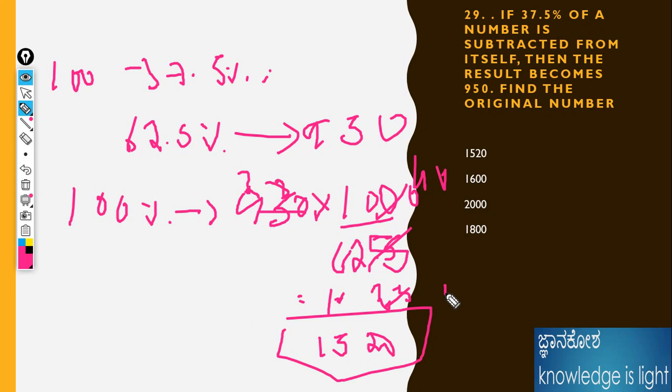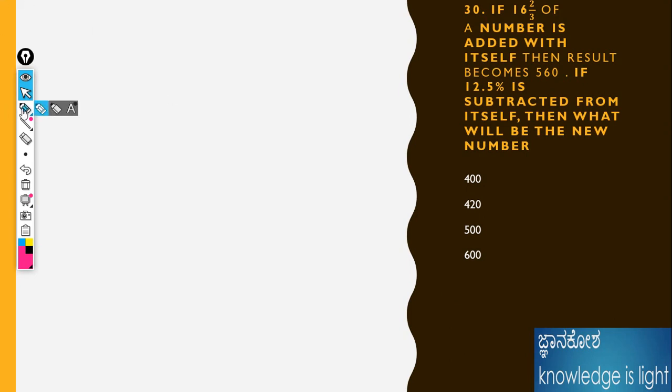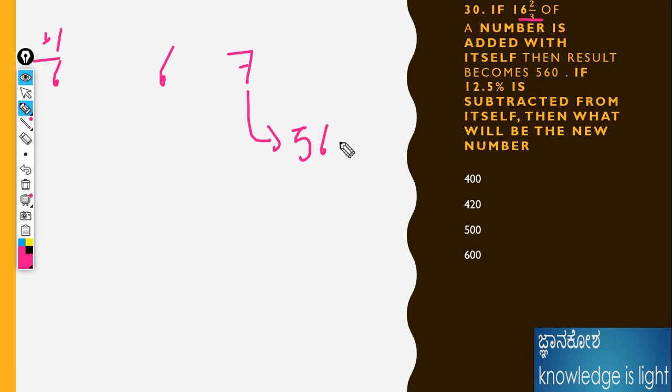Understand? Okay, next problem. 16 2 by 3 percent of a number is added. Okay, 1 by 6, that means the initial value is 6 and the final value becomes 7, added to the number itself, the result becomes 560. How much? 560, then 80 is the number being added, then the initial number, what is the initial number? 6 eights are 48. Therefore initial is 48.